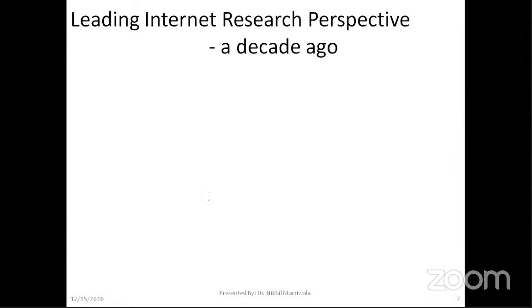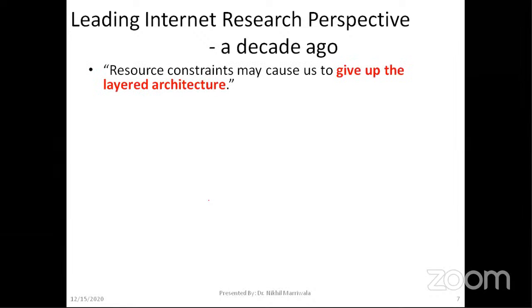So, from a leading internet research perspective, that was just a decade ago, right? So you can understand it is not that old for us, but still, once we understand this, we'll understand why we are talking about all these things together. So resource constraints may cause us to give up the layered architecture.